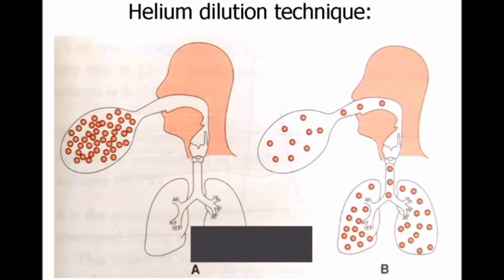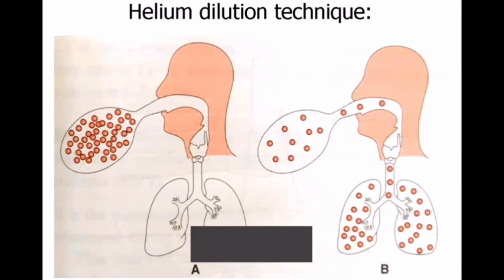After the normal expiration, like in our nitrogen washout method, what happens? The subject breathes from this spirometer. Instead of the Douglas bag used in the nitrogen washout method, we use a spirometer containing a known quantity of helium. He inspires from that spirometer, so the helium gets diluted with the FRC of the lungs, and it attains a uniform concentration in the spirometer.